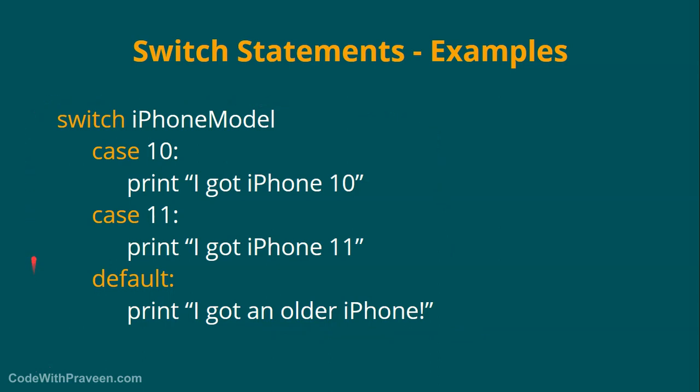Now as you can see here, this is very similar to what we saw in case of nested if-else, except that it's a lot easier to understand as well as a lot easier to manage. Meaning that tomorrow if a new iPhone model gets released, then you just add one more case. Say case 12, print I got iPhone 12. Same way we have say 13, 14, 15 and so on. It's easy to remember and easy to maintain at the same time.